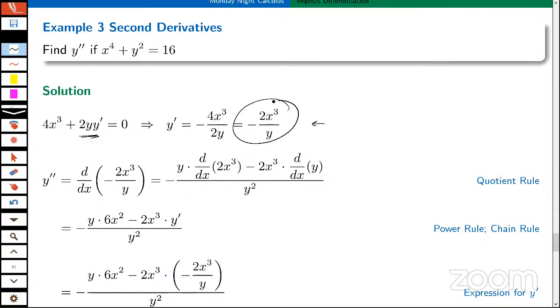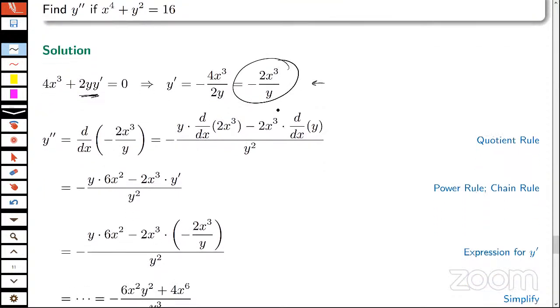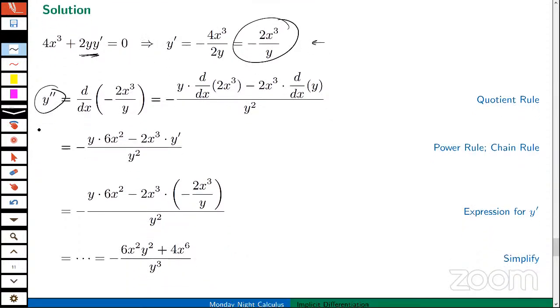Now I want the second derivative. So I take the derivative of both sides once again with respect to x. The derivative on the left becomes y double prime. And on the right-hand side, I have to use the quotient rule, remembering once again that y is a function of x. So I think I've done that correctly, and I'm going to take a quick peek here.